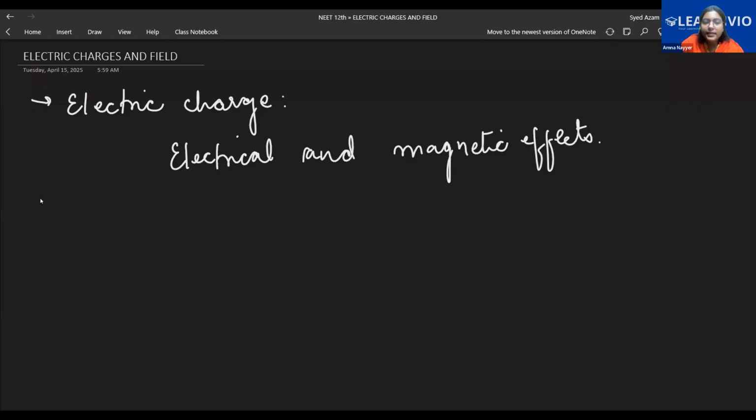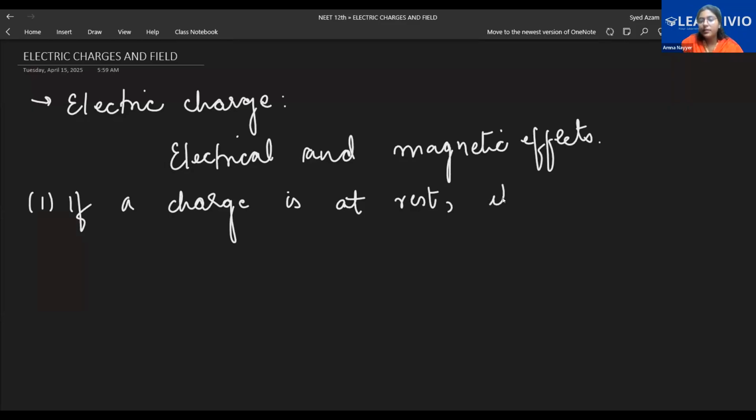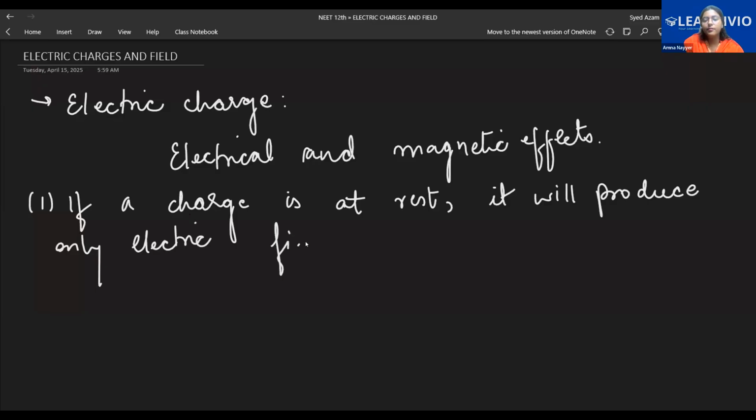Now, what all properties are important for you to remember? What all things should you have in your mind? If a charge is at rest, it will only produce an electric field. Magnetic field will not be there. It will produce only electric field. Magnetic field won't be there.